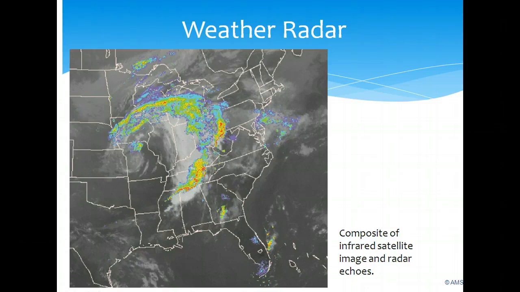One of the interesting things we are able to do is take a combination of satellite and radar and combine them into composites of weather maps. Here we see a composite of infrared satellite image and radar echoes, which give us some very interesting looks at and ability to interpret the weather more efficiently and effectively.